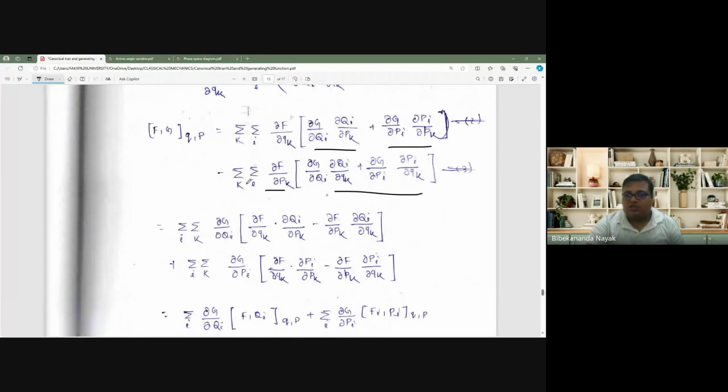You see, from all the terms, it will be del g by del Q_i. If you take this term common, it will be del f by del q_k into del Q_i by del p_k, and here del g by del Q_i, if you take del f by del p_k minus del Q_i by del q_k. Similarly here for del g by del P_i, we have del f by del q_k into del P_i by del p_k, and del f by del p_k into del P_i by del q_k.